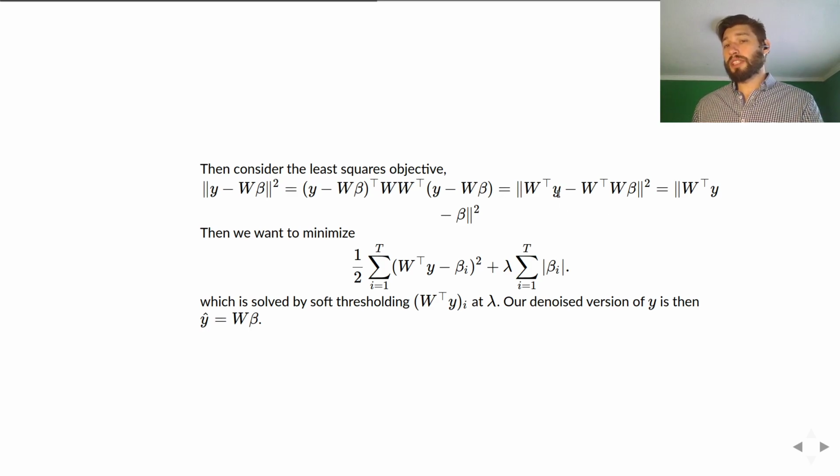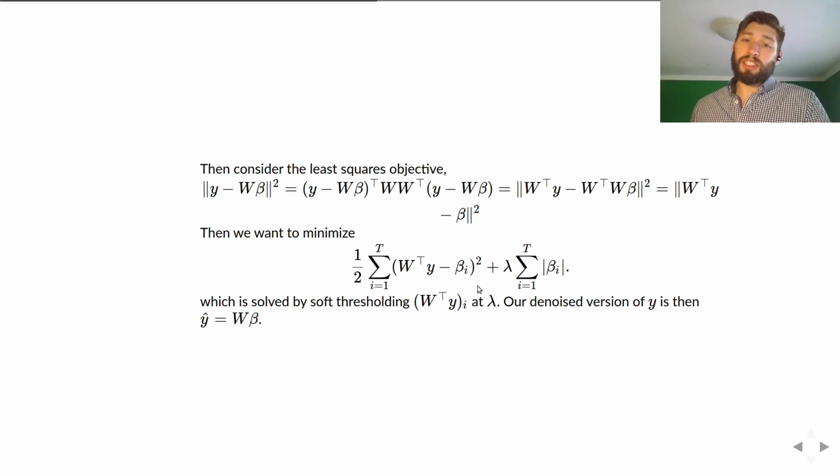And then we get w transpose y minus w transpose w beta, and that's just pulling the w transpose into this term. And then this w transpose w, that's just the identity. So that gives you the 2 norm squared of w transpose y minus beta. And so we call this, the 2 norm is invariant under orthonormal rotation, sort of rotationally invariant.